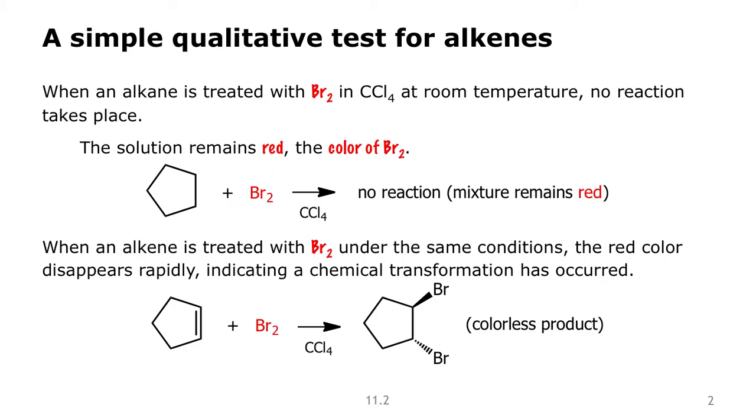But if an alkene is present, the bromine will react quite rapidly with the alkene and produce the dibromide product. These products are typically colorless. And so there's a dramatic color change from blood red to colorless, indicating the presence of an alkene. This is still used today as a quick qualitative test. If you have a sample, you know it's a hydrocarbon, you want to know whether there's an alkene present, you add a couple drops of bromine and determine whether it will decolorize that bromine.